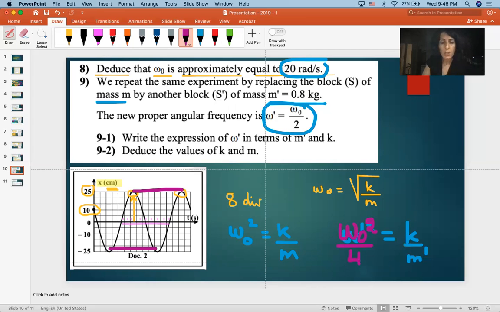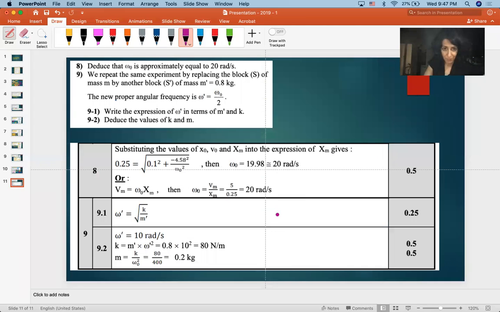Okay? What else do I know? I know M prime. W0, I already found it, which is here. I already wrote the relationship that they want. They want W prime in terms of W0, it's already written under the purple. Deduce the values of K and M. Knowing M prime, I can find K, and knowing K, I can find M. So the problem is over.